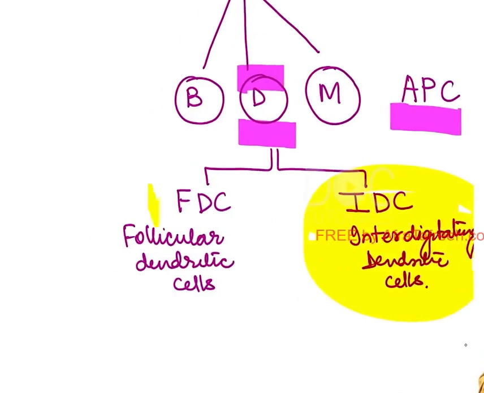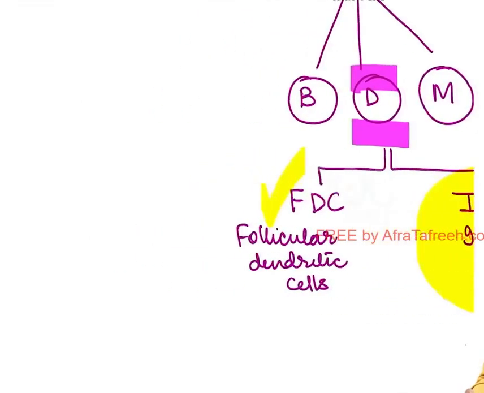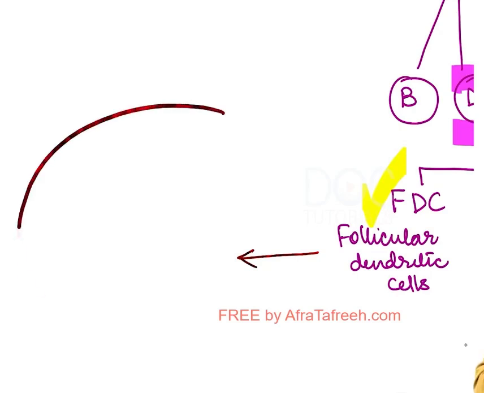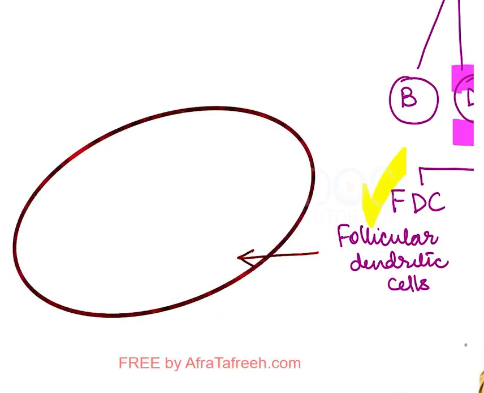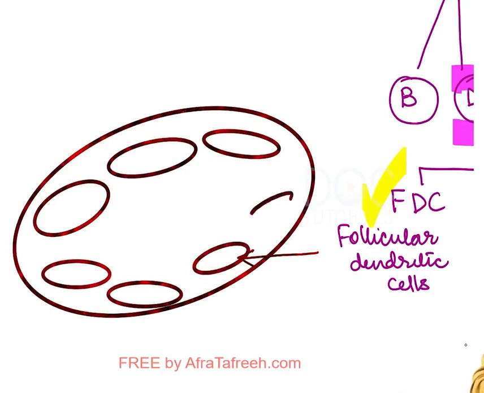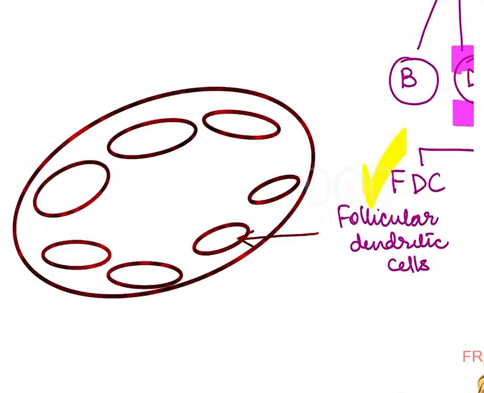Now follicular dendritic cells are also very good antigen presenting cells, but they have another function. What is the function of follicular dendritic cells? Let's see. If you look at the lymph node of your body, we have the follicles. These are the follicles of the lymph node. Follicles are present in the cortex.